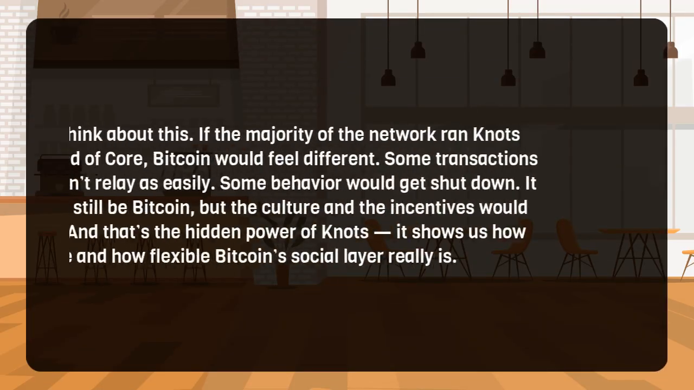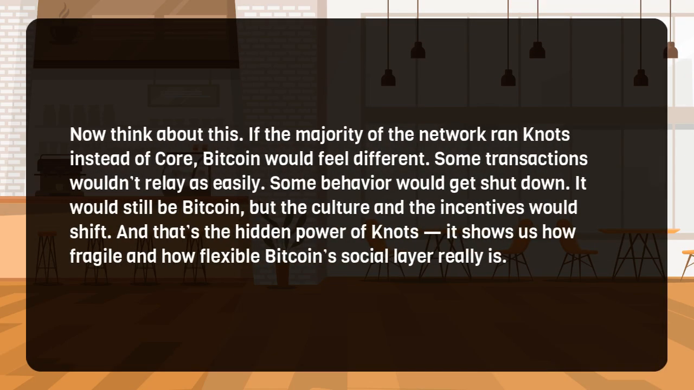Now think about this. If the majority of the network ran Knots instead of Core, Bitcoin would feel different. Some transactions wouldn't relay as easily. Some behavior would get shut down. It would still be Bitcoin, but the culture and the incentives would shift. And that's the hidden power of Knots. It shows us how fragile and how flexible Bitcoin's social layer really is.